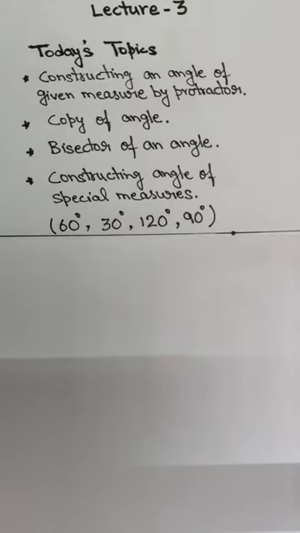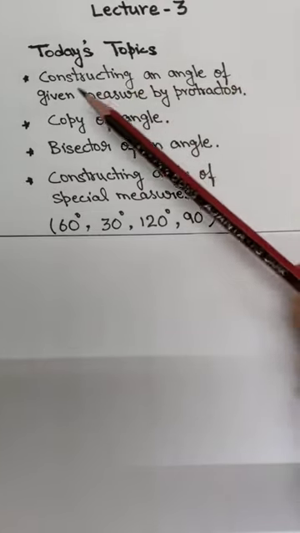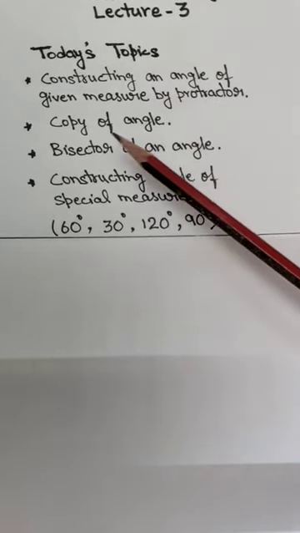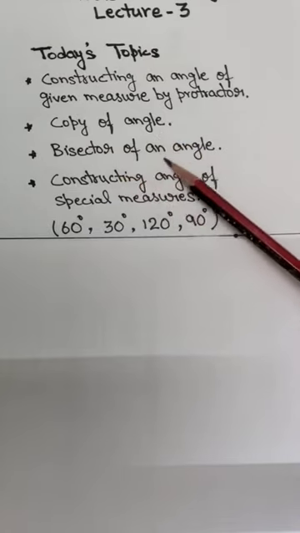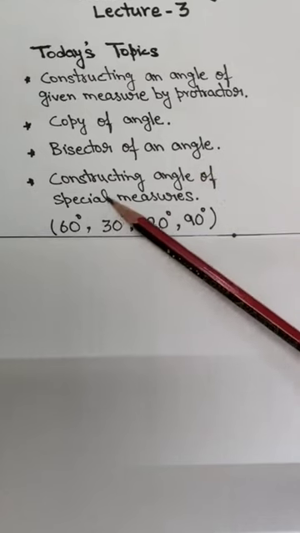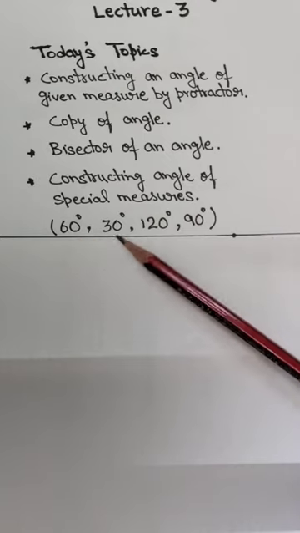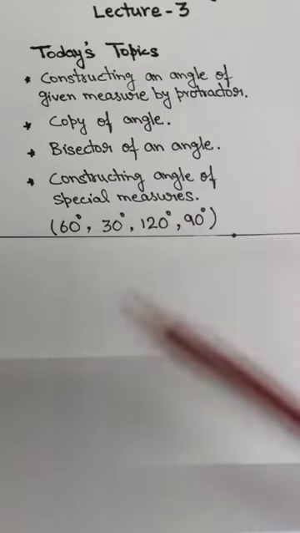Now today's topic. Today we will do constructing an angle of given measure by protractor. After that, copy of an angle: when an angle is given, how to make a copy of it. Bisector of an angle: how to bisect a given angle into two equal parts. Constructing angles of special measures 60 degree, 30 degree, 120 degree, 90 degree with the help of ruler and compass.